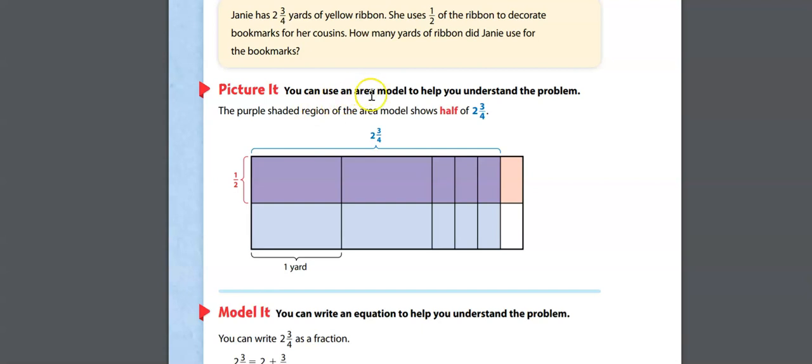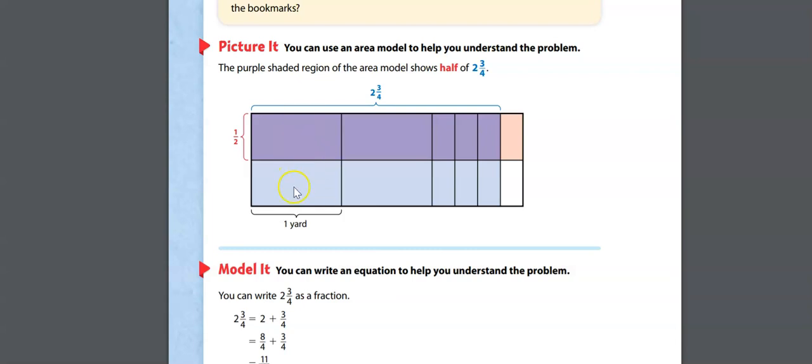So below, we can use an area model to help you understand the problem. In this area model, we have 2 large boxes, which represent our whole number, 2. We have 1 whole part, and we have 2 whole boxes. Now, the smaller boxes represent our fractions. Now remember, our denominator always tells us how many rows and columns we must need. So we have 1, 2, 3, 4 whole columns. Our numerator tells us how many of those columns must be shaded. So we have 3 as our numerator. So we have 1, 2, 3 of our smaller boxes shaded in.